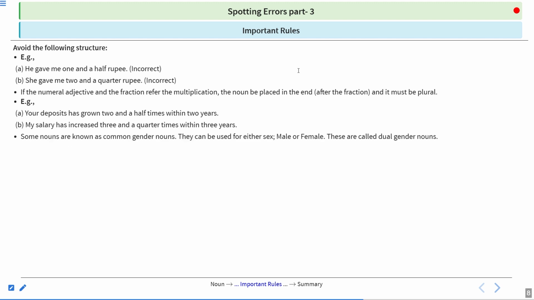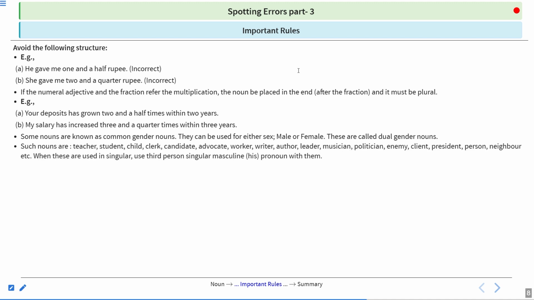Some nouns are known as common gender nouns. They can be used for either sex, male or female. These are called dual gender nouns. Such nouns are teacher, student, child, clerk, candidate, advocate, worker, writer, author, leader, musician, politician, enemy, client, president, person, neighbor, etc. When these are used in singular, use the third person singular masculine pronoun his with them.